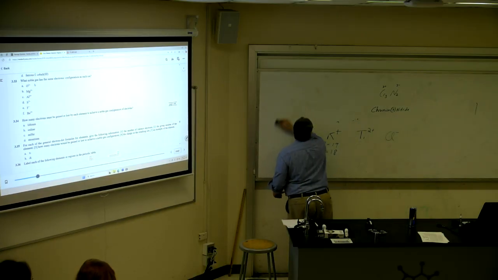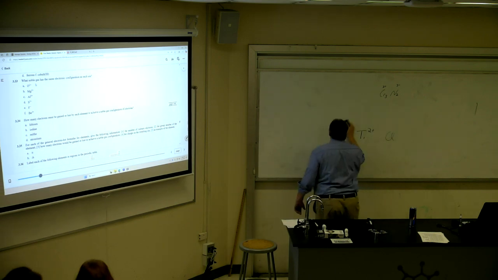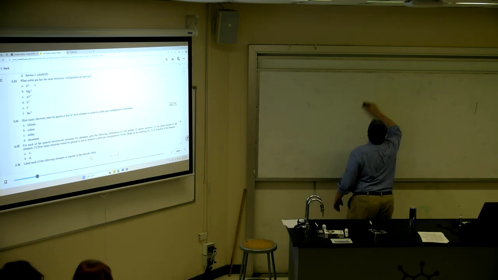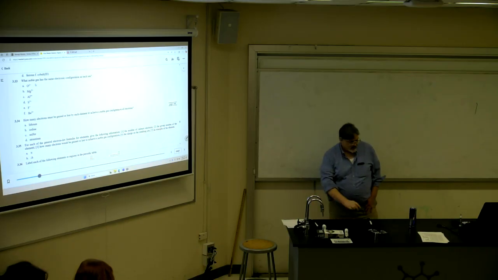All right, which noble gas? So the noble gases are on the far right of the periodic table.